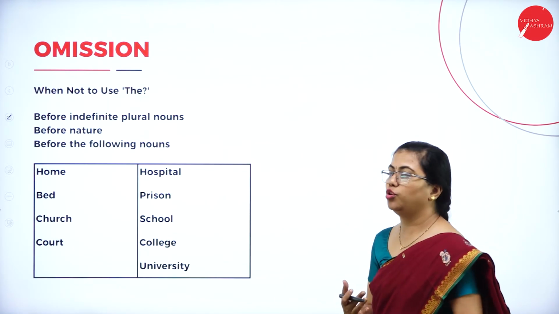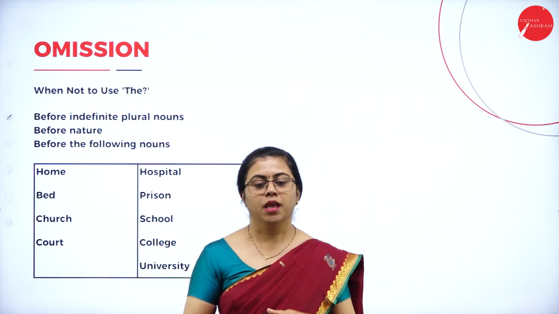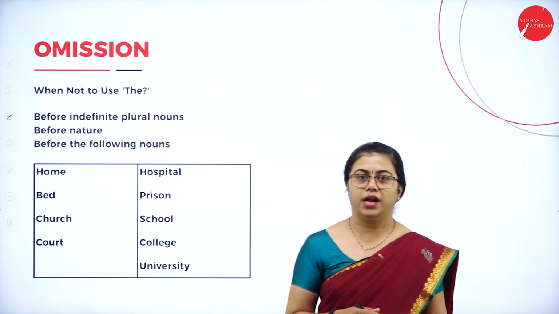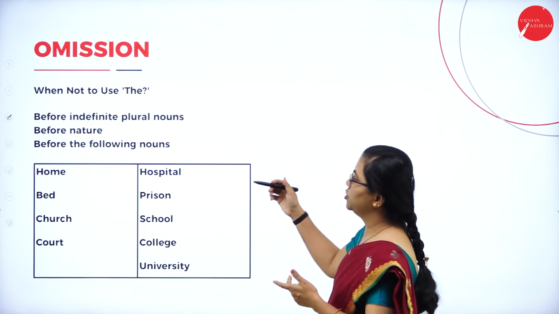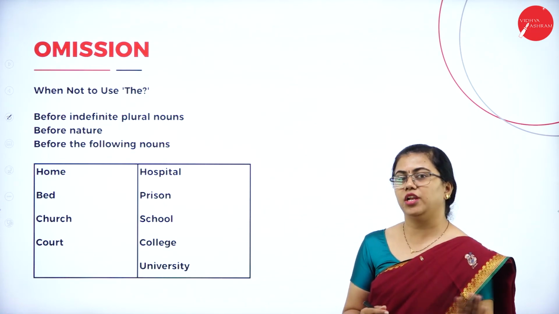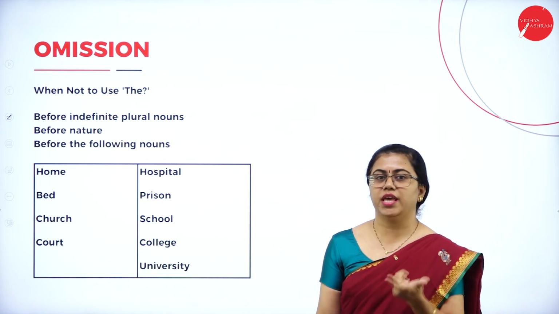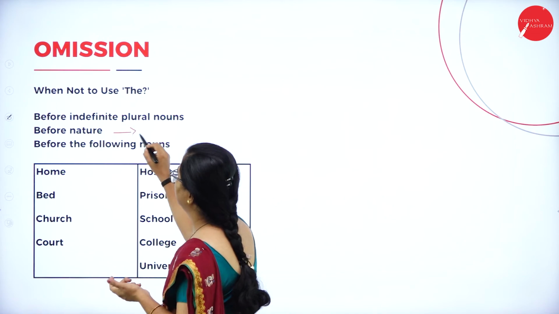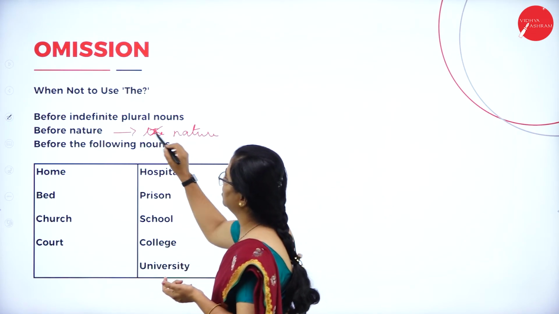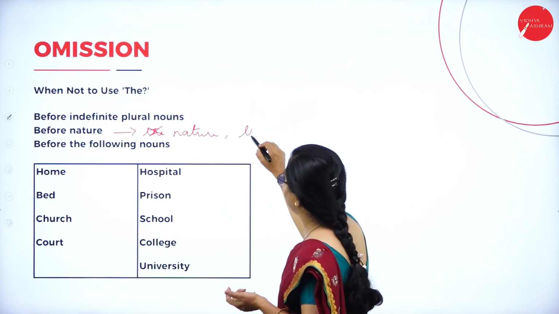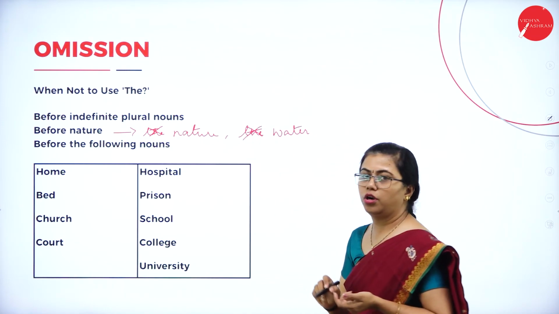Then where else don't you use it? You don't use it before indefinite plural nouns. With plural nouns, you don't use definite articles. Suppose you say some metal cans or something like that. You're referring to some plural noun. There also you don't use it. The word nature: you don't say I'm watching the nature. This is actually wrong usage. And before water also, you don't say I'm drinking the water. No, it is wrong. The water, you should not use it.